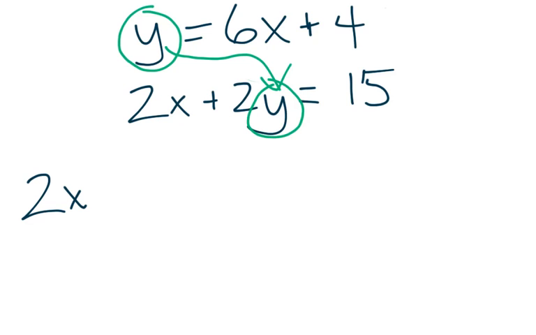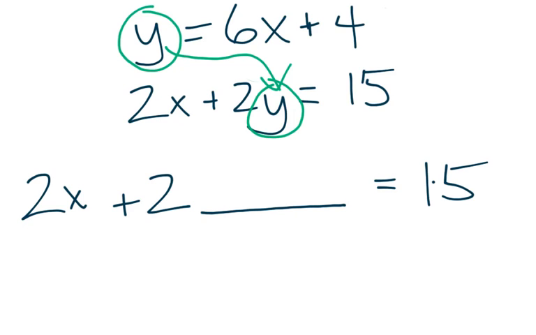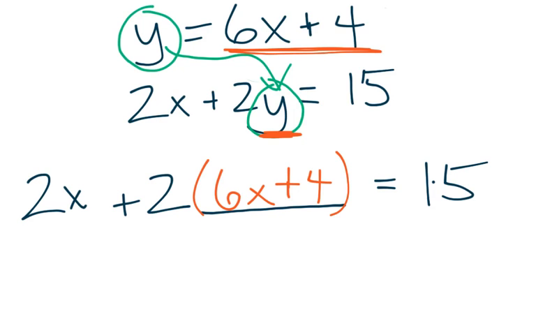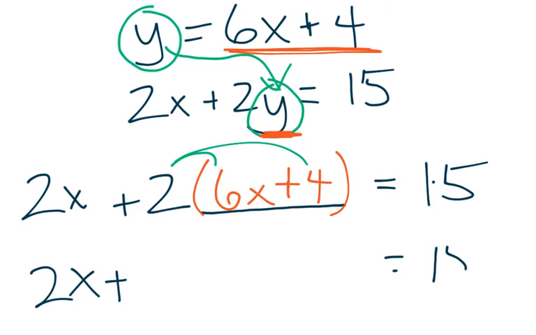So I'm going to write 2x plus 2, I'm going to leave some space, equals 15. And then in place of this y, I'm going to put everything here: 6x plus 4. And then I'm going to distribute. The 2x and the 15 are going to come down because they're not going to change at all. When I distribute that 2, I'm going to get 12x plus 8, because 2 times 6x is 12x and 2 times 4 is 8. And now I'm at the point where I need to combine like terms and solve.